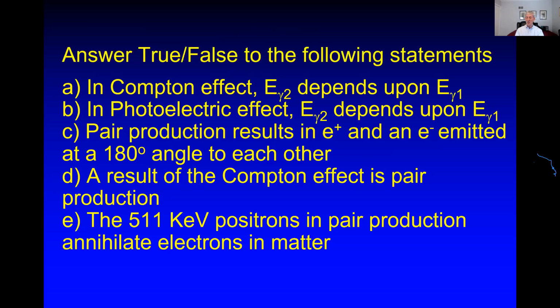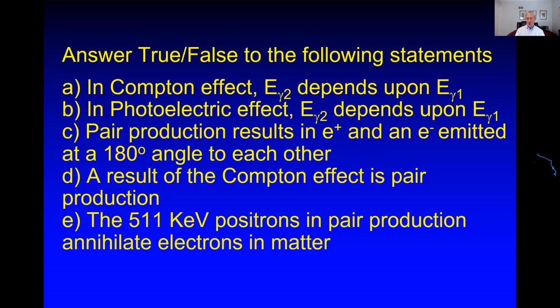Here's the real answer. There is no gamma 2 in photoelectric effect. What happened? The gamma gave up 100% of its energy. It's gone. There was no deflection. There was no partially elastic collision. So E gamma 2 doesn't even exist. So that can't possibly be true.